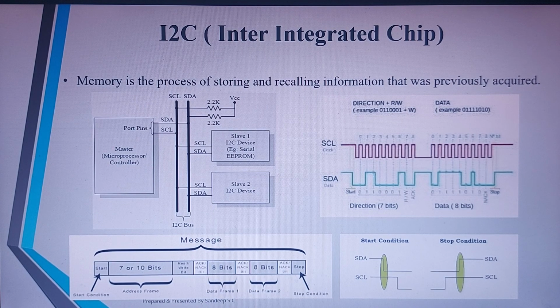First we see the block diagram where we can see two slaves connected to a single master. Here we can see that SDA and SCL lines are both pulled up to VCC using a 2.2 kilo ohm resistor. So there are resistors connected to both SCL and SDA, that is the serial clock and serial data, and they are pulled up to VCC as they are open drain connections. SCL and SDA together are called the I2C bus. In this block diagram, we can see an EEPROM and another device as slaves, which will be communicating with a microcontroller or a microprocessor.